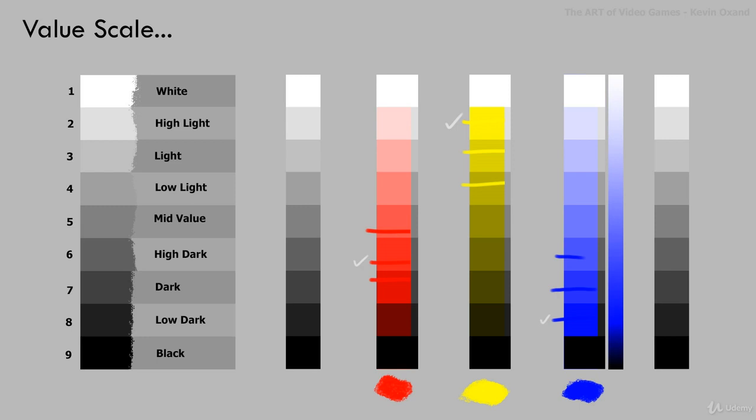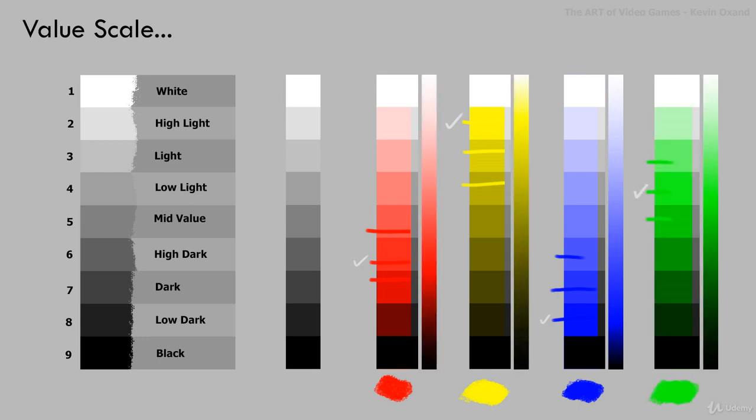And then we have pure green sitting happily just above the mid-value range. Blue is unchanged by black until it gets into the low dark zone, whereas yellow begins to descend into black very early, up in the high light zone, which is really interesting actually.